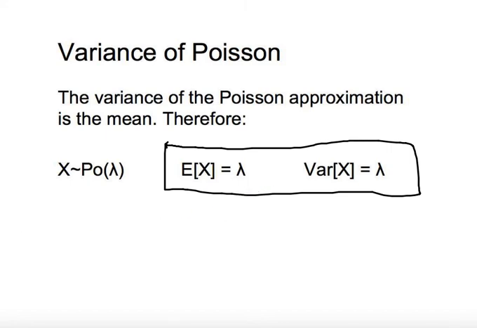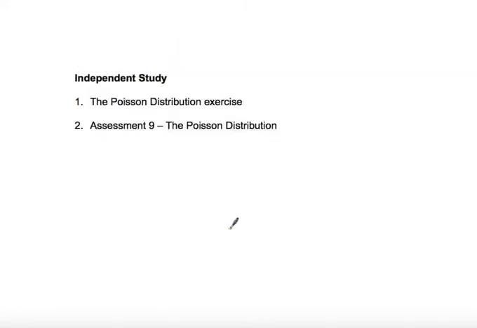Okay, so that's it. That's the Poisson distribution. At this point, have a go at the Poisson distribution exercise, and then once you feel confident, attempt assessment 9, which is the Poisson distribution.